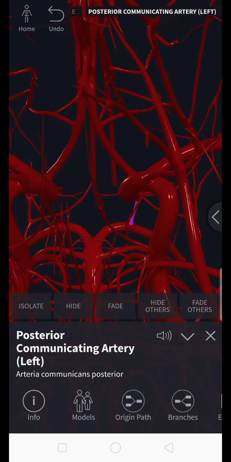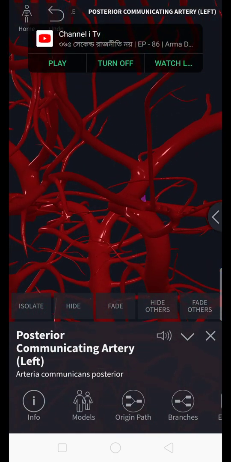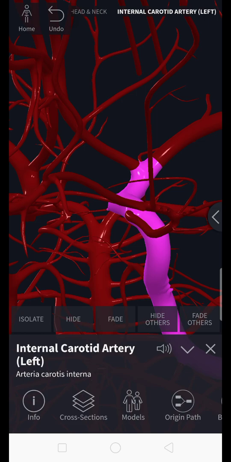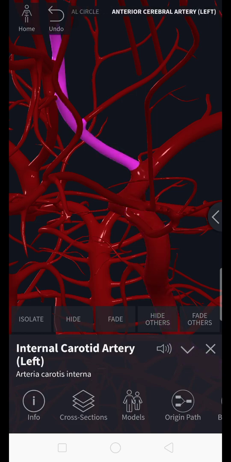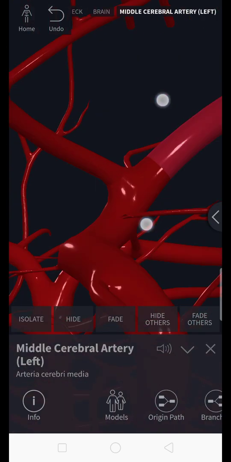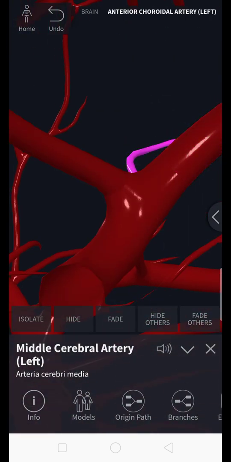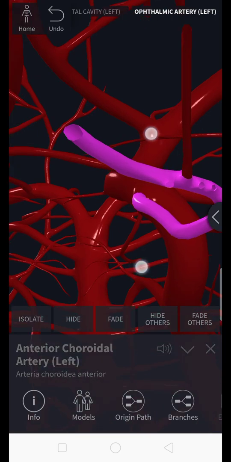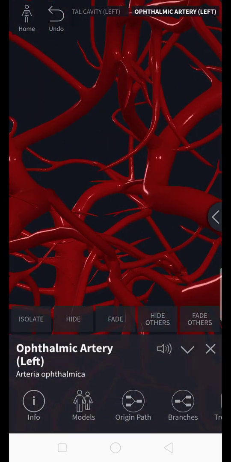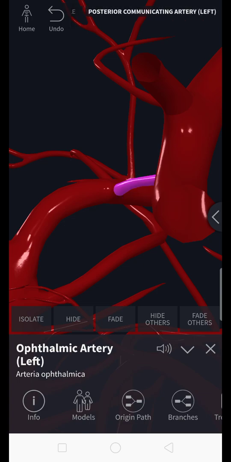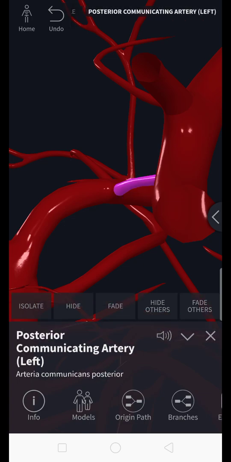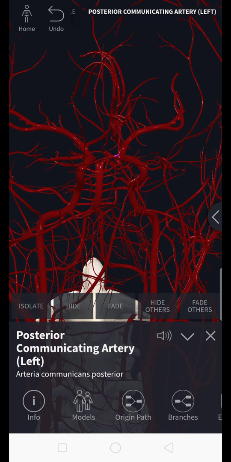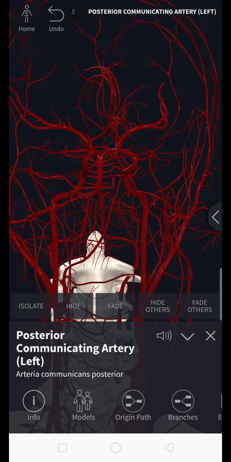I will repeat this because it is critical. This is the internal carotid artery. So I will show again the branches of the internal carotid artery. This is the anterior cerebral artery. This is the middle cerebral artery. This is the anterior choroidal artery, and this is the ophthalmic artery, and this is the posterior communicating artery. These are the 5 branches of the internal carotid artery, and this is all about the common carotid artery. Then another artery remains, which is the vertebral artery.